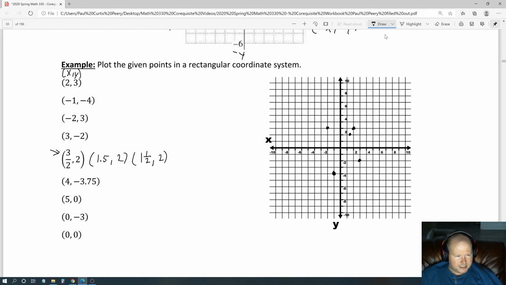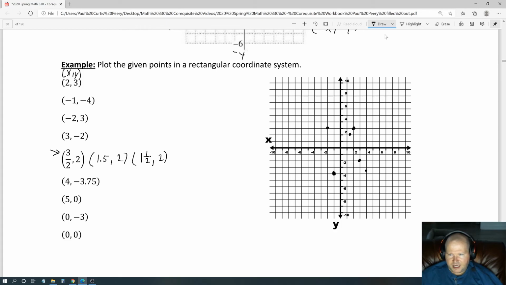Okay, so the next one is 4. 4 is way over here. And from there it says -3.75. So we go down 1, 2, 3, and almost 4, but not quite, and then we plot the point. There we go. Next we say 5, 0.